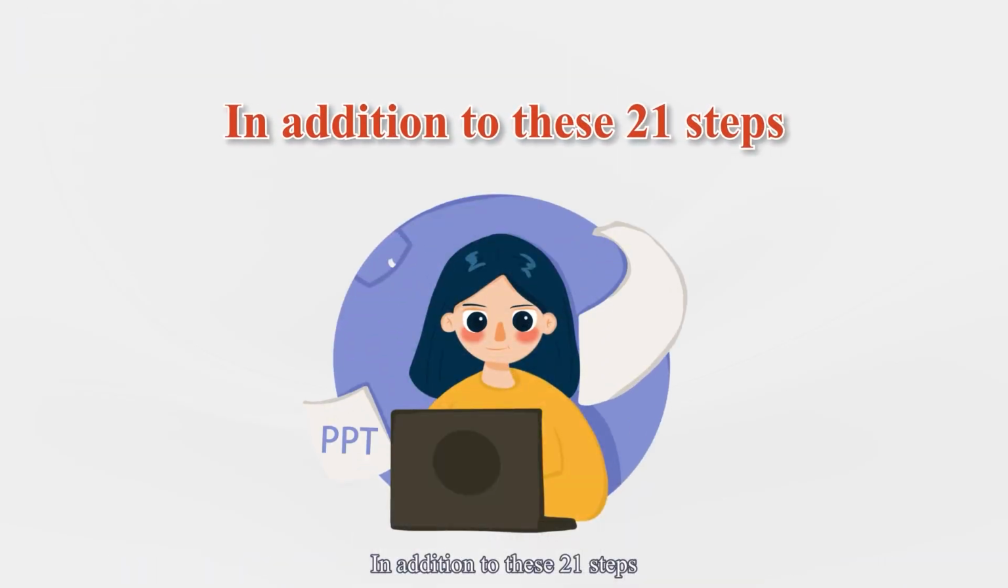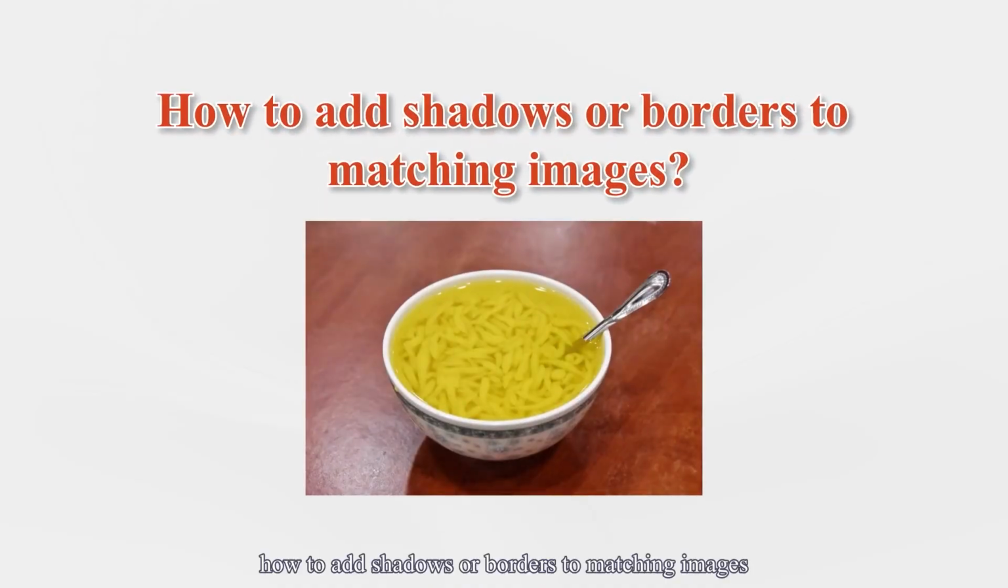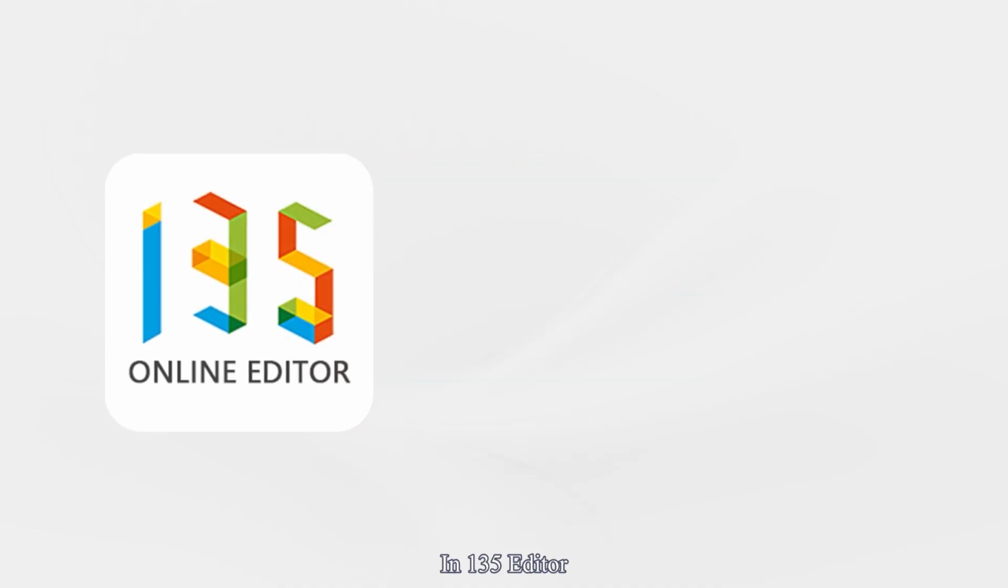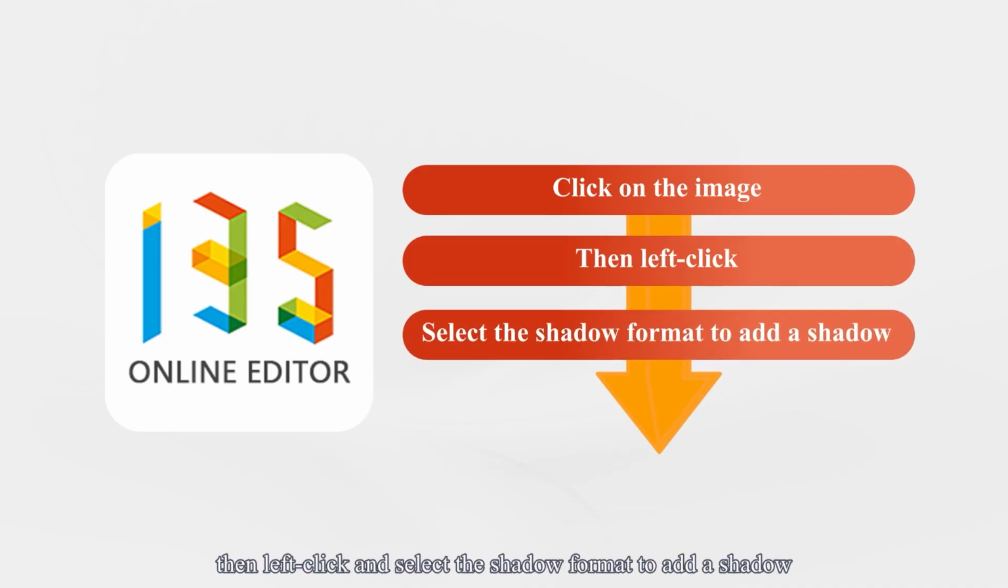In addition to these 21 steps, there are a few practical tips to share with you. For example, how to add shadows or borders to matching images. In the 135 editor, click on the image, then left-click and select the shadow format to add a shadow.